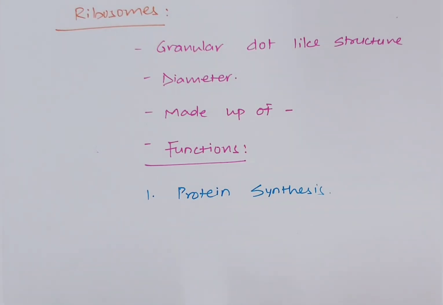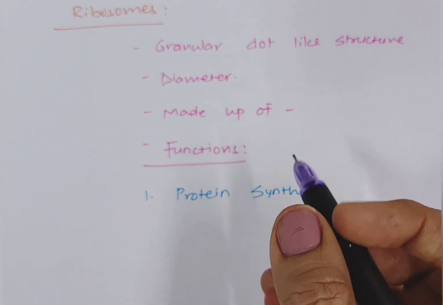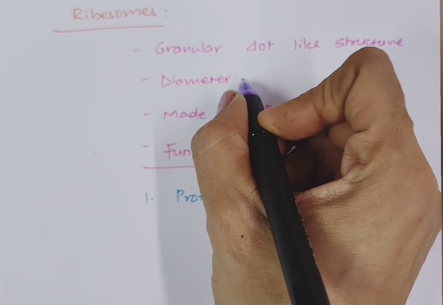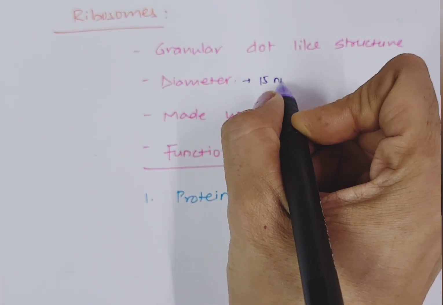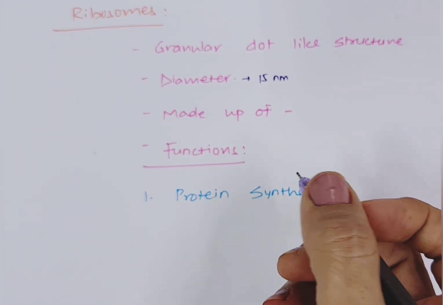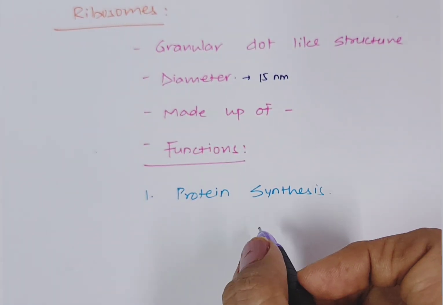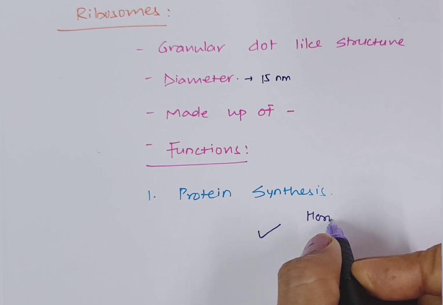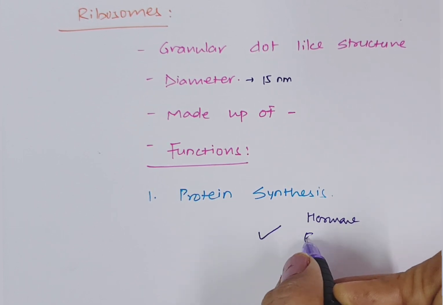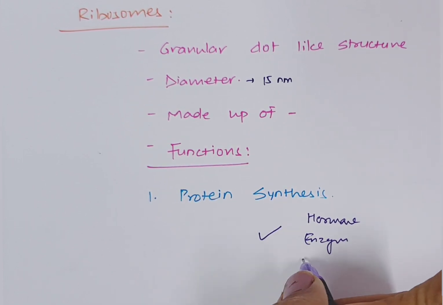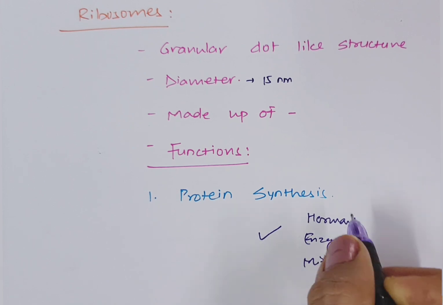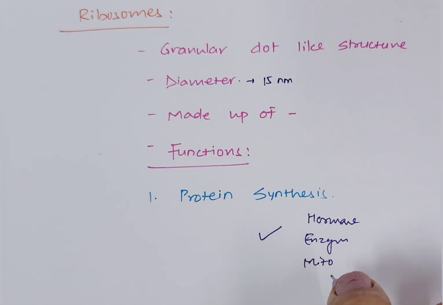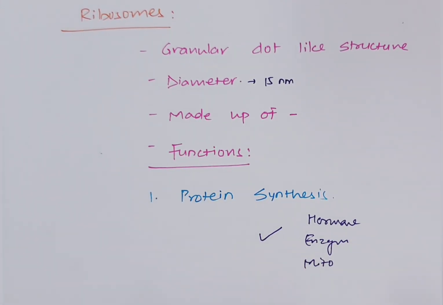Ribosomes are either free or attached to the endoplasmic reticulum. They are dot-like structures, and their diameter is about 15 nanometers. Their main function is protein synthesis, whether the protein is a hormone, an enzyme, or any other protein. Any protein synthesis requires ribosomes.